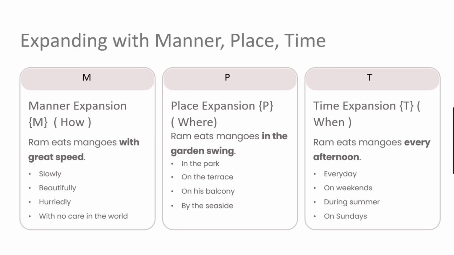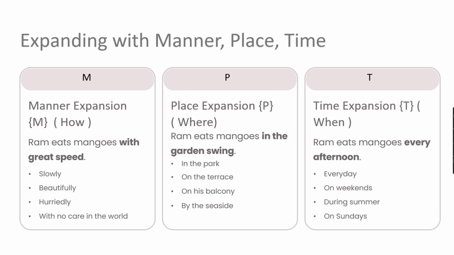If you see my sentence, I have added "Ram eats mangoes in the garden swing." But alternatively, you can add other details like "Ram eats mangoes in the park," "Ram eats mango on the terrace," "Ram eats mangoes on his balcony," "Ram eats mango by the seaside." Any place detail you can add and make the sentences bigger.